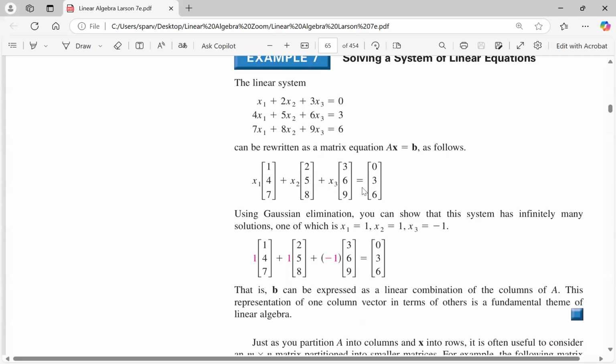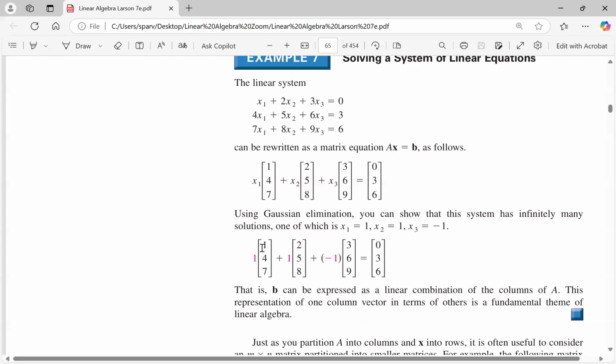Now it says that using Gauss-Jordan, you can show, and we'll do that in the exercises ourselves, that this is the solution to the system. They plug it in, and then they show you that, look, it is possible for this to work.